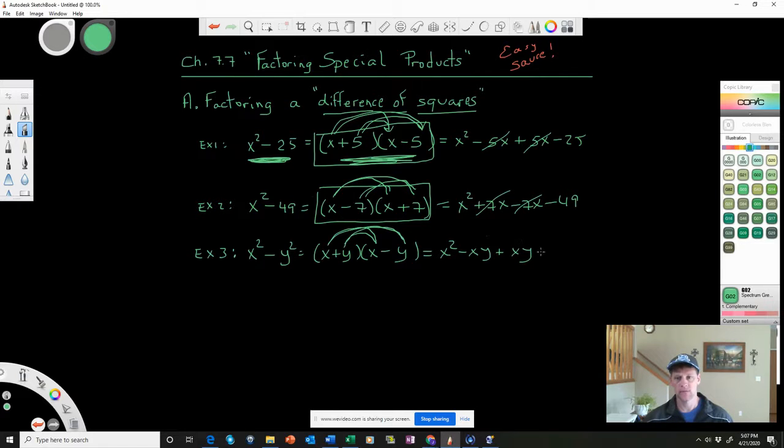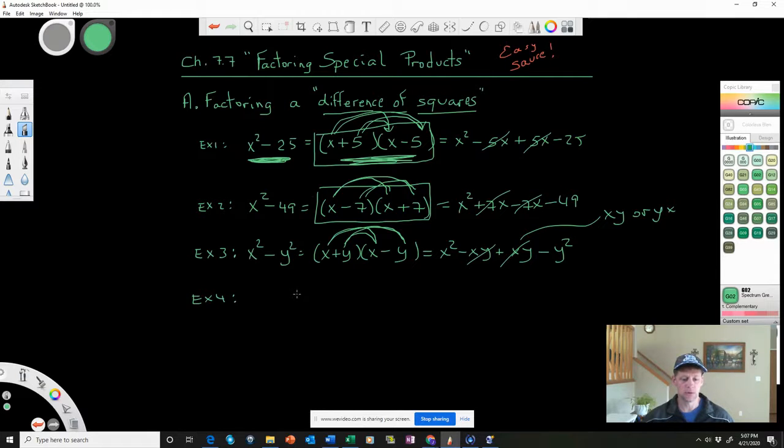And y times negative y is negative y squared. These two cross out, and you're left with x squared minus y squared. That's it. By the way, when I wrote xy, I could have written it also as yx. It doesn't make any difference. That's the same thing.